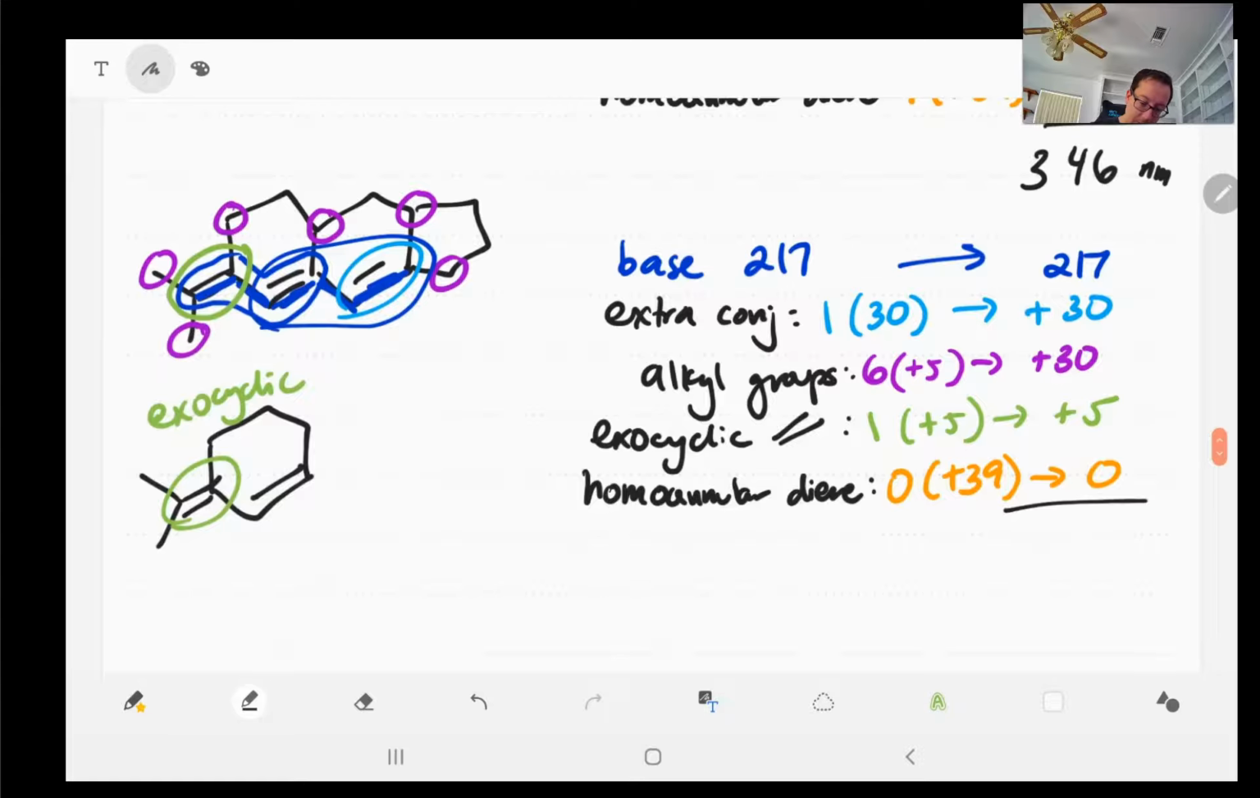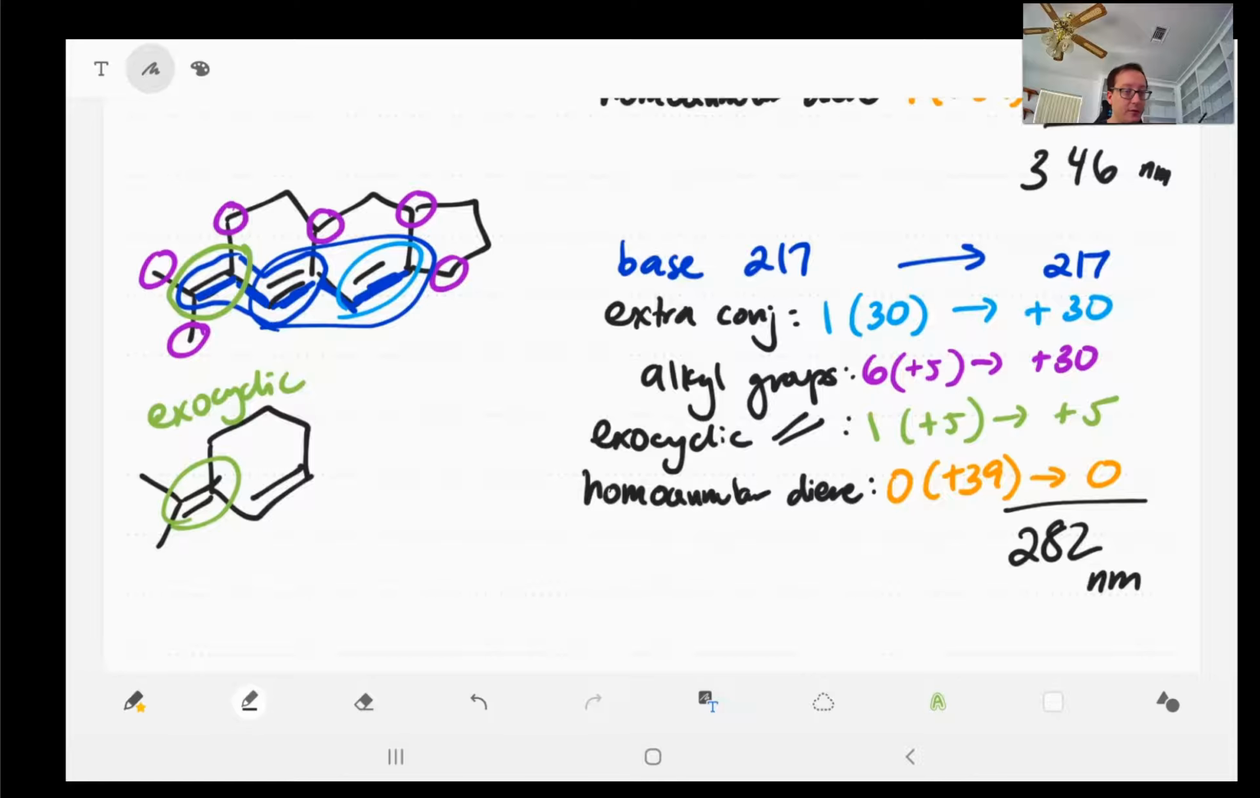All right, so adding this up, 277 plus 5 is 282 nanometers. Hooray. Awesome.